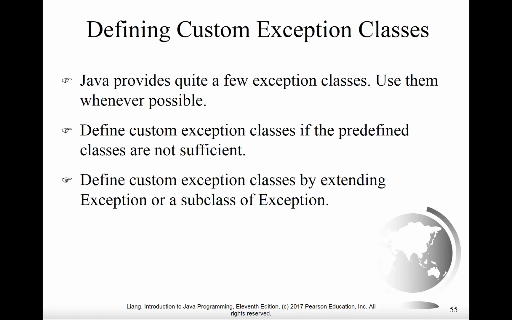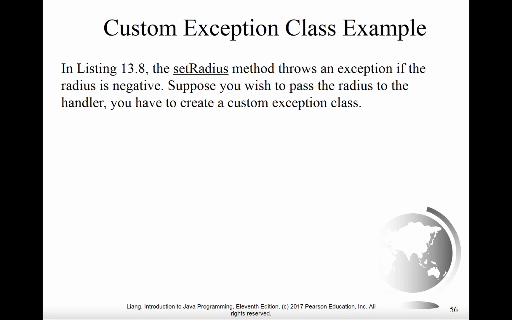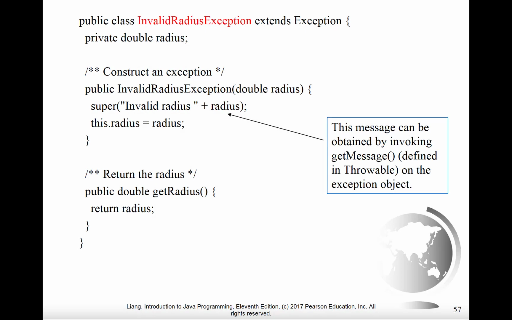You can do this either by extending exception classes or one of the subclasses from exception. We're going to illustrate making our own custom exception class by extending one of the existing exception classes to suit our invalid radius exception that we talked about earlier. So here we are defining our own exception class called invalid radius exception, and to do it we're going to inherit from exception by extending exception.